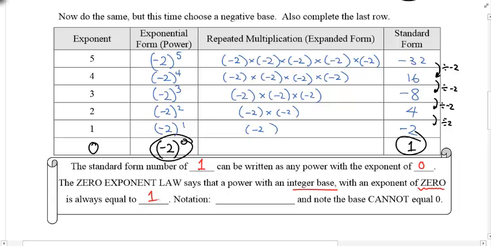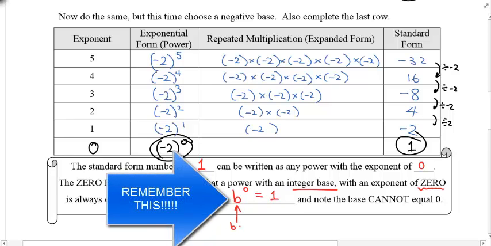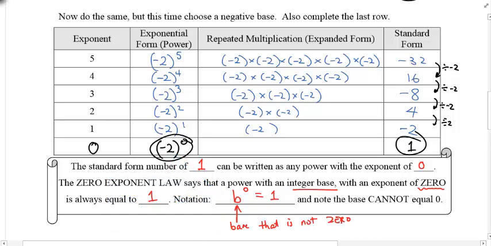How do I write this in notation? Well, I'm going to use b to represent any particular base. If I raise that number to the power of 0, this is always equal to 1, as long as the base is not equal to 0. So this is the base, a base that is not 0. So we just learned the zero exponent will always give you the standard form answer of 1. Let's turn the page now.